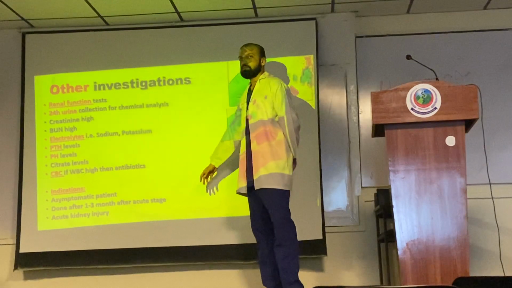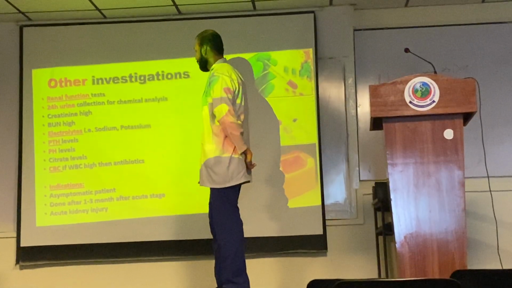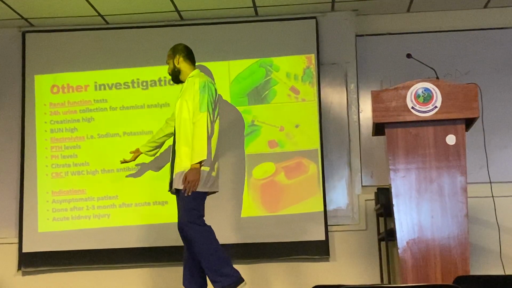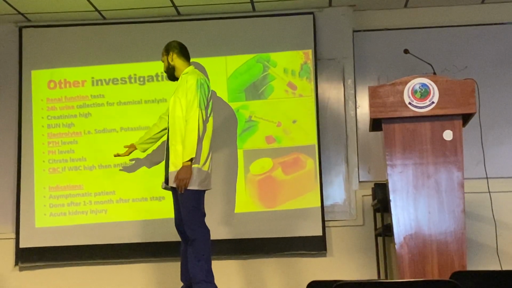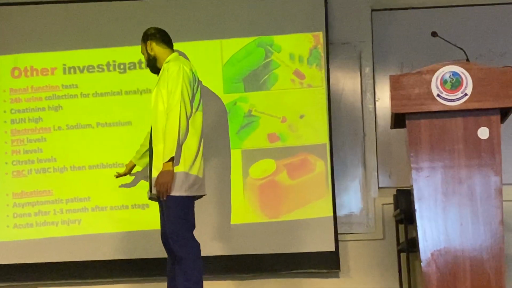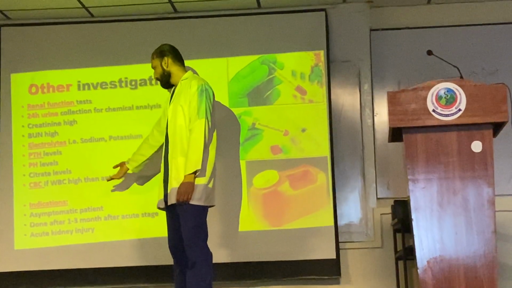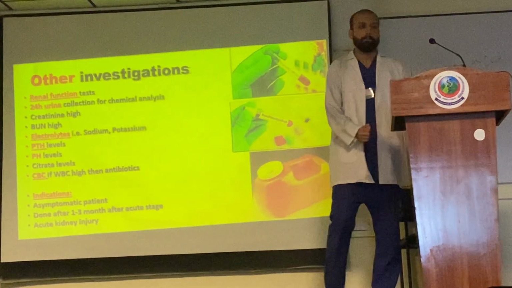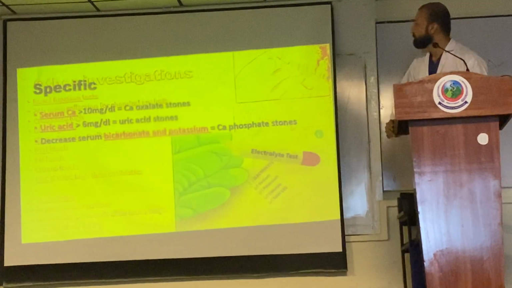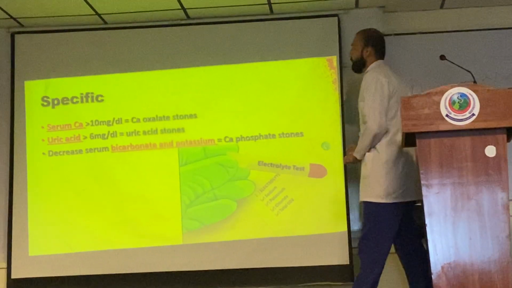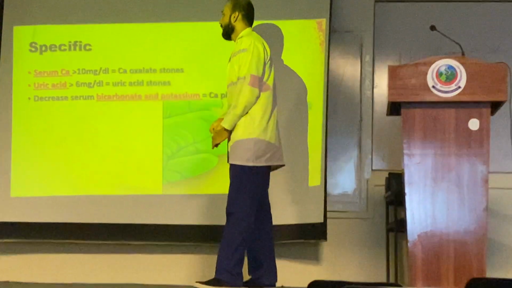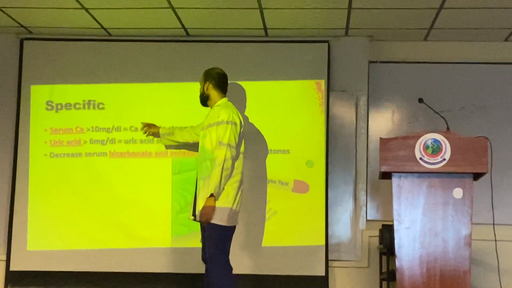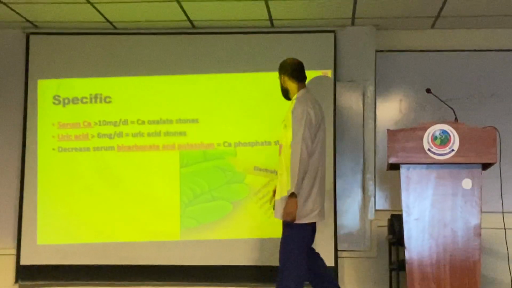We can do the CBC to check the WBC count and to see the infection, and there are some indications for this investigation. We can do it in the asymptomatic patient, and we can also do these investigations one to three months after the acute stage, and if acute kidney injury is present, then we can do this investigation. So we can check specific levels like serum calcium and serum uric acid, and also the bicarbonate and phosphate levels to rule out calcium oxalate stones, uric acid stones, and phosphate stones.